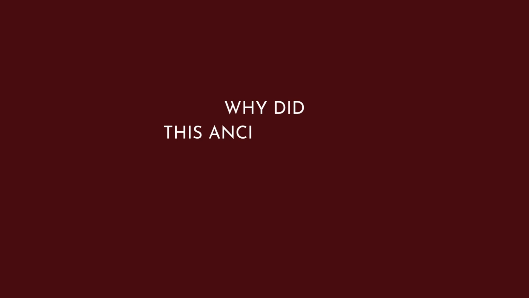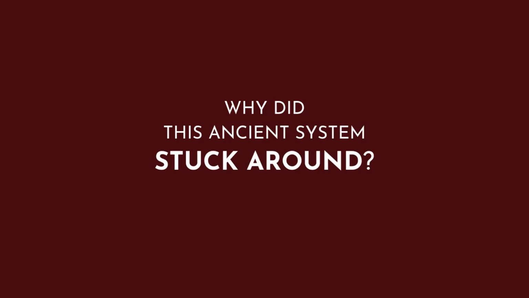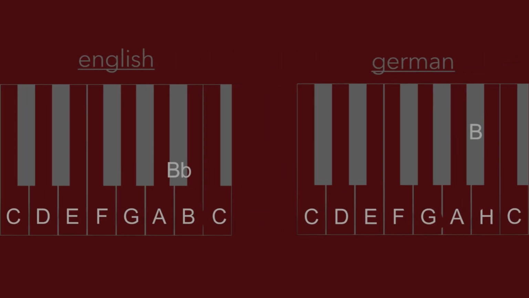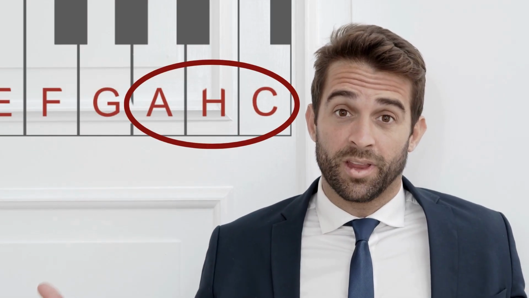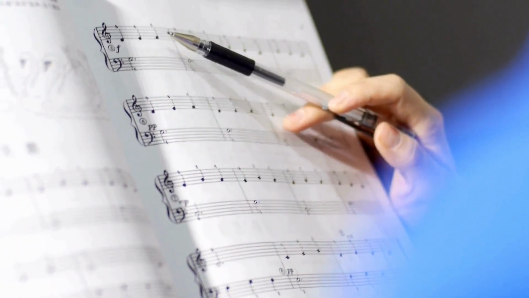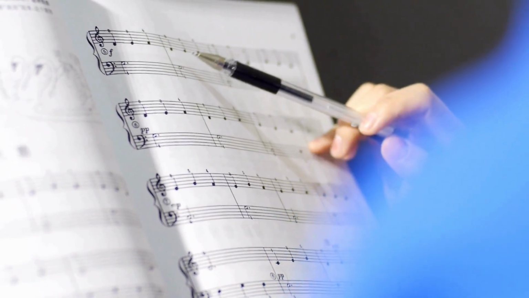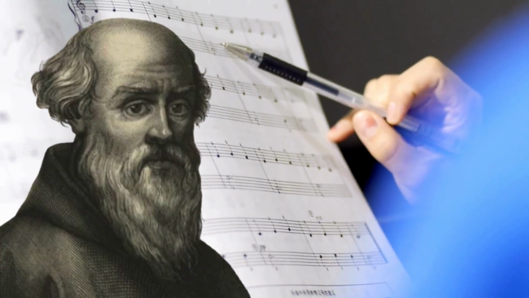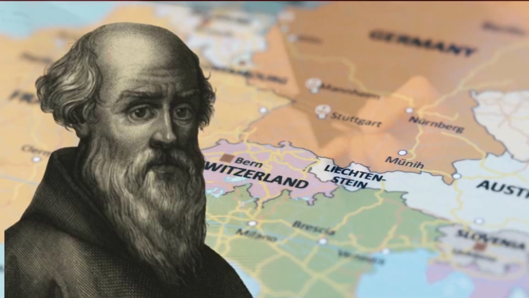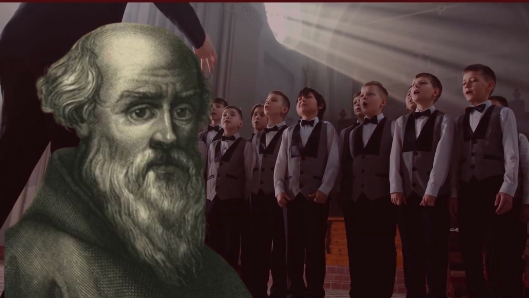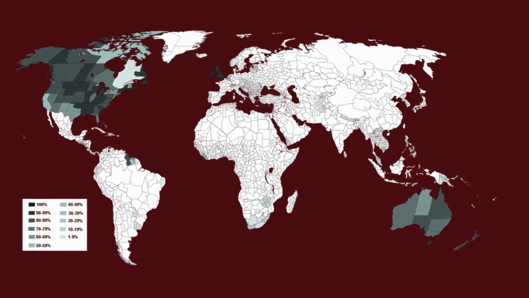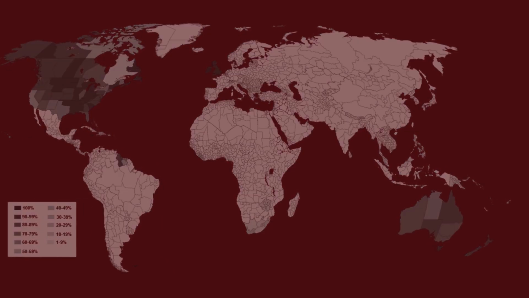So why didn't we just scrap this confusing system and start over? Different cultures do their own thing. Germans call English B natural H, just to make it even more difficult. But the fundamental idea of letter names is pretty universal in music. Guido's syllables spread like wildfire across Europe, and in many countries, Do Re Mi is still how people learn their pitches. In the English-speaking world and many other Western traditions, the A to G letter system reigns supreme.